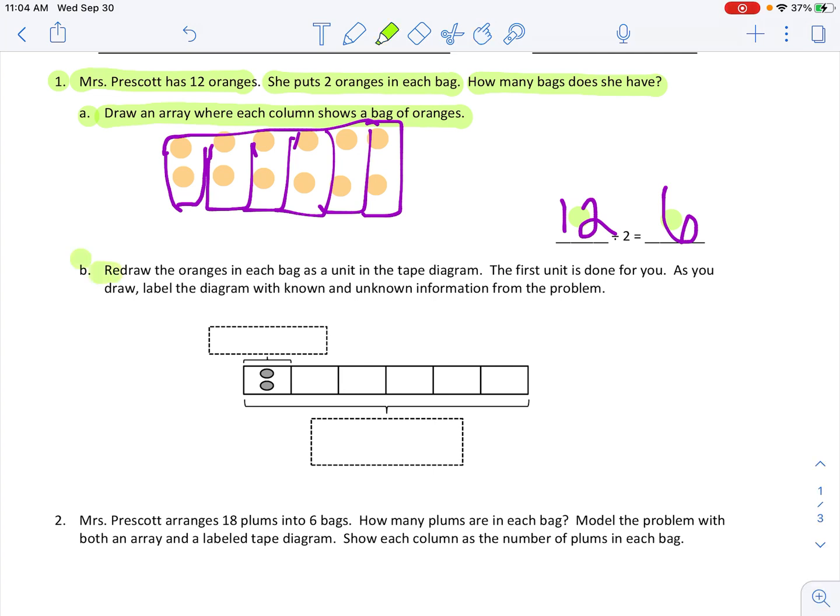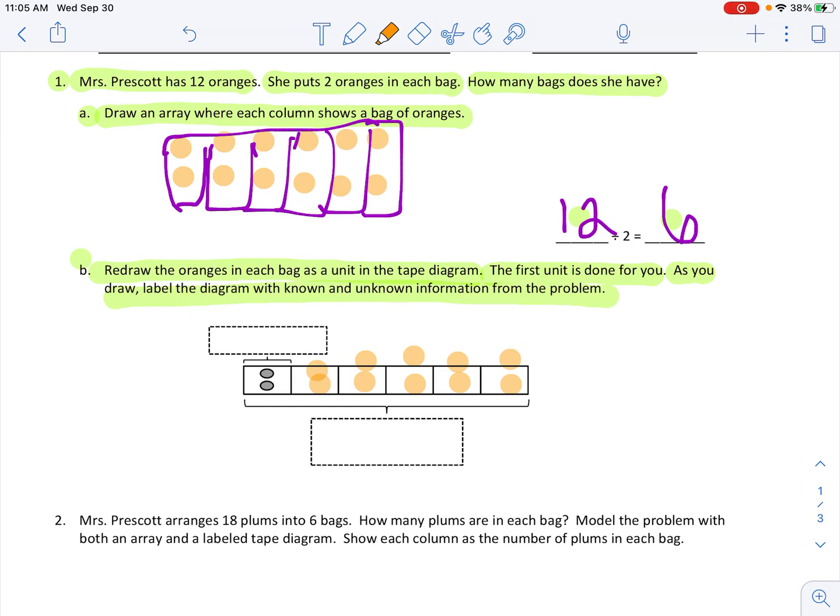Letter B. Redraw the oranges in each bag as a unit in the tape diagram. The first one is done for you. As you draw, label the diagram with the known and unknown information from the problem. Okay, so we are going to put our 2 oranges. She put 2 in this bag, 2 in this bag, 2 in this bag, 2 in this bag, 2 in this bag, 2 in this bag. They didn't give us a big space, but with your pencil, you'll probably be able to get it in there better.